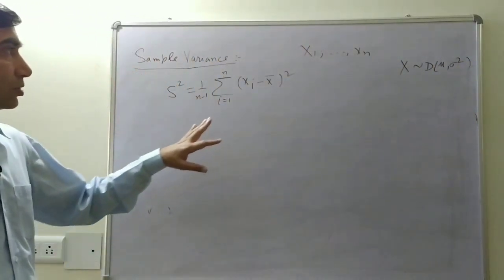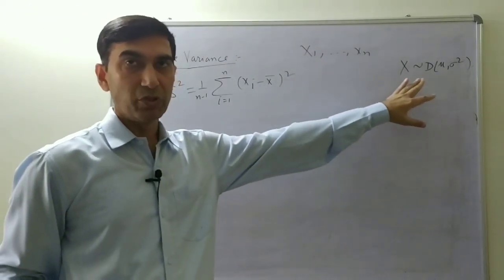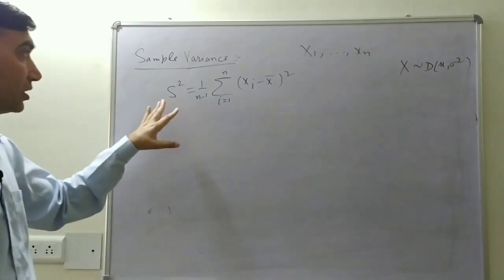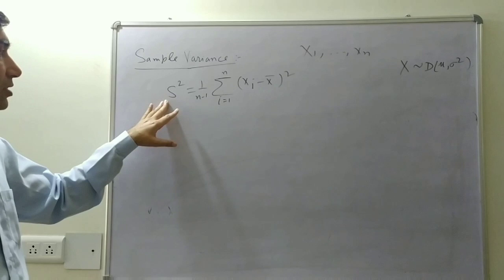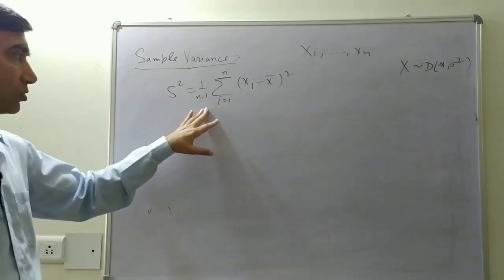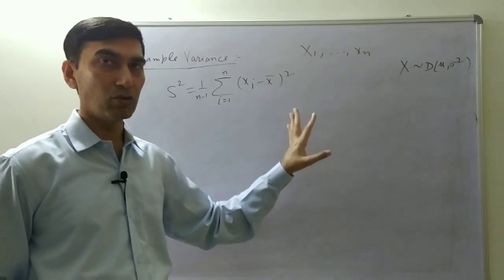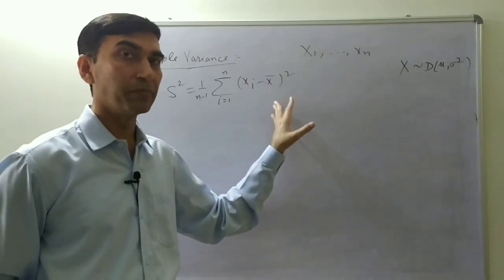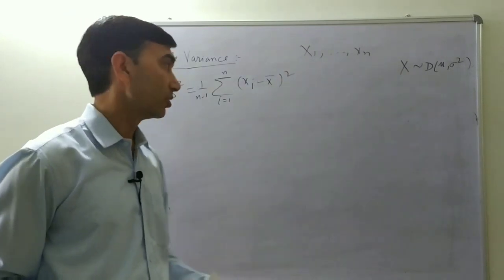Okay, so if this is the random sample of size n taken from the distribution of x with mean mu and variance sigma square, then the sample variance is defined as S square equal to 1 over n minus 1 summation i varying from 1 to n xi minus x bar whole square. What is x bar here? It is the mean of your random sample that we have already defined. Okay.